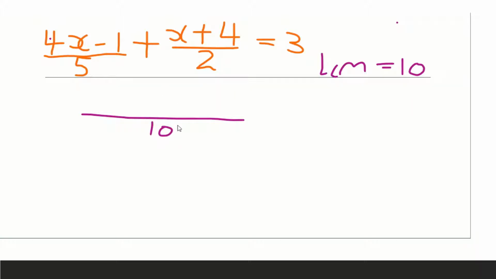So 5 into 10 goes 2, so that means we're multiplying the 4x minus 1 by 2. So that's 2 times 4x minus 1. And we're adding that to 2 into 10 goes 5. So that means our x plus 4 will be multiplied by 5. So that's 5 times x plus 4.